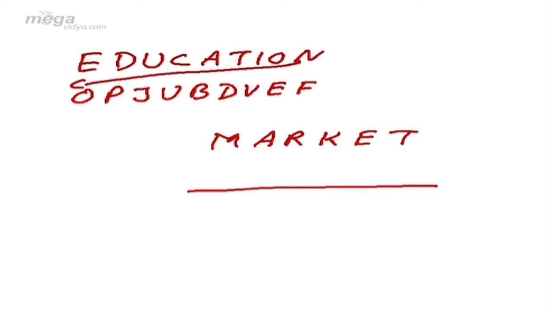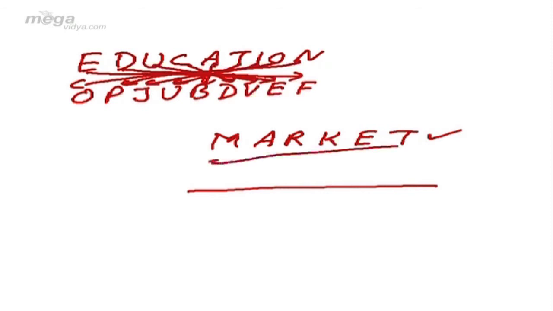Therefore, after N comes O, after O comes P, after I comes J, after T comes U, after A comes B, after C comes D, after U comes V, after D comes E, and after E comes F. So these are next letters but written in reverse order. So we should do the same thing on market.